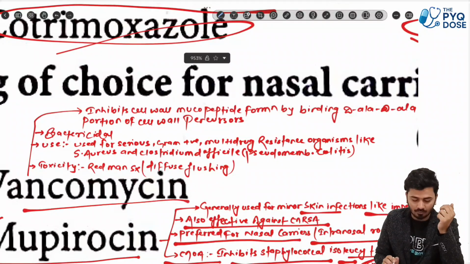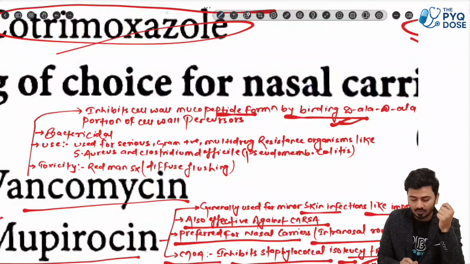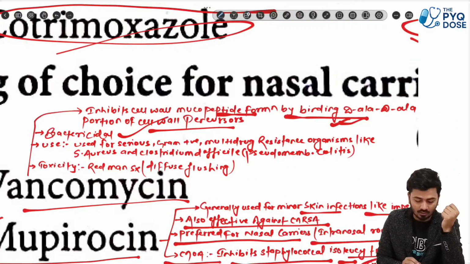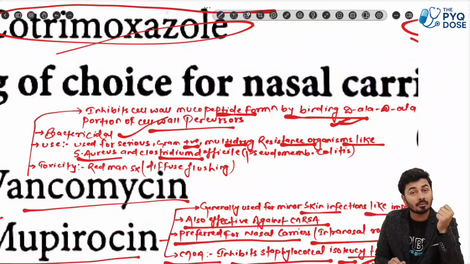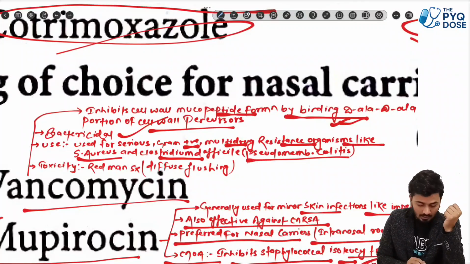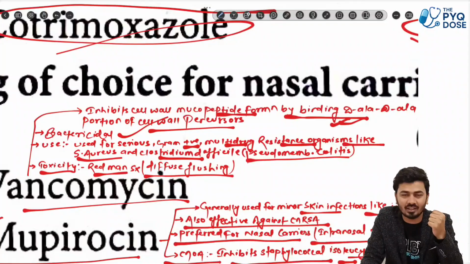If we talk about vancomycin, this vancomycin inhibits cell wall mucopeptide formation by binding D-Ala-D-Ala. If you have attended Preeti ma'am's lecture, you must have gone through this D-Ala portion of cell wall precursors. It is bactericidal in nature. It is used for serious gram-positive multi-drug resistant organisms like Staphylococcus aureus and Clostridium difficile, which causes pseudomembranous colitis. Toxicity is generally red man syndrome. It causes red man syndrome, and there will be diffuse flushing on the face, and that's why this syndrome is called red man syndrome.